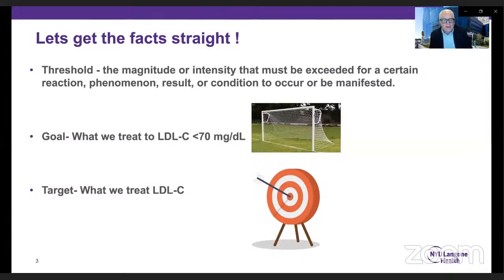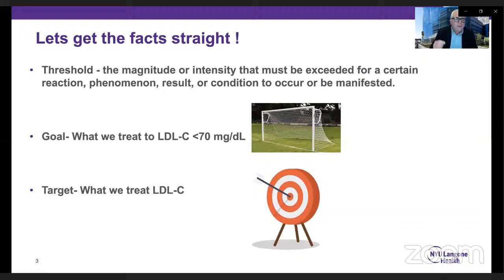Why? Because a target is what we aim at. A target is LDL cholesterol. It's hemoglobin A1C, it's systolic blood pressure. It's what we're aiming to treat. The goal is what we treat the target to. We treat to a goal, an LDL cholesterol less than 70, systolic blood pressure less than 130, etc. And so the phrase treat to target makes absolutely no sense.